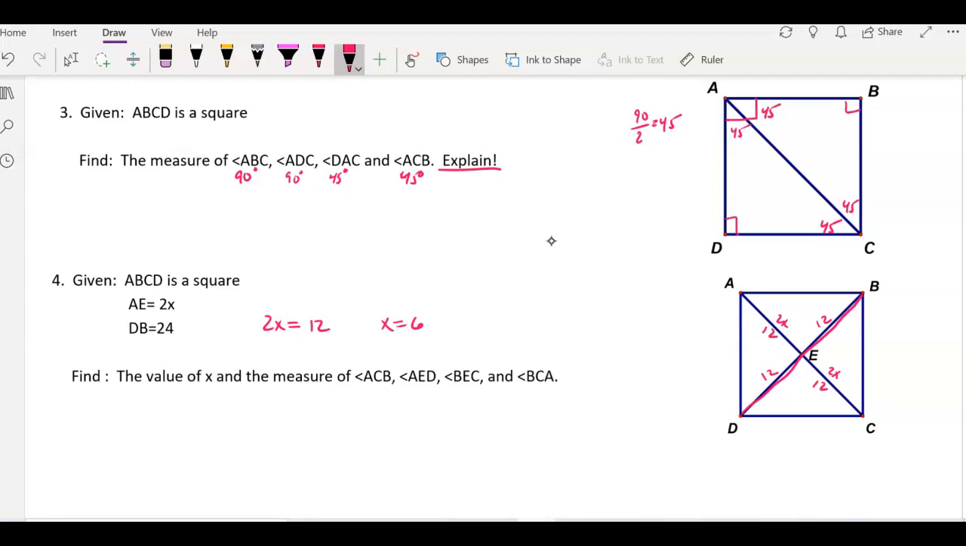Now, again, all of these angles, angle ACB, you know they're all 45 degrees because of the problem up above. In a square, it will always have these measures. So ACB, right away, is 45 degrees. AED, we know it's a rhombus and the diagonals are perpendicular, so this is 90 degrees. BEC is 90 degrees, and BCA is going to be 45 degrees.